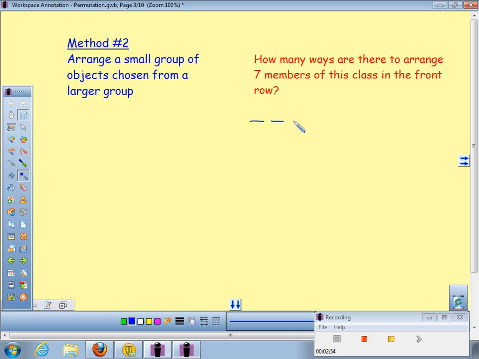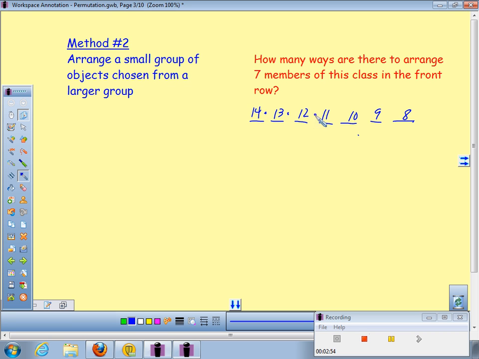You can do it by drawing out the little blanks and going, well, I've got seven seats here. So how many choices would I have in the first seat? 14, and then I would have 13, but would I go all the way down to 1? There are only 7 seats. So you can do it this way. You could sit and write it out. It's not bad if you don't have very many places, and you could multiply it up.